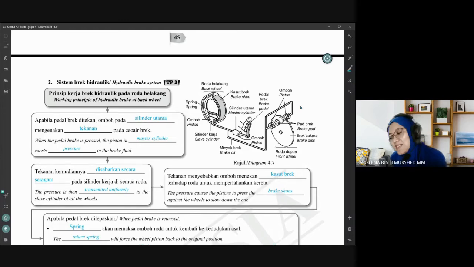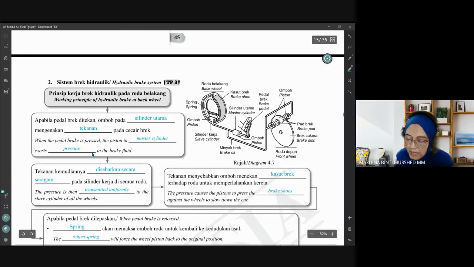Alright. So kita tengok what is the benefit and how the hydraulic system brake function. So we have two piston, which is master piston kat sini, and we have small piston, we call it as slave cylinder. Master cylinder and slave cylinder. Ada dua. And of course the size of the piston is small. One is small and another one is large.